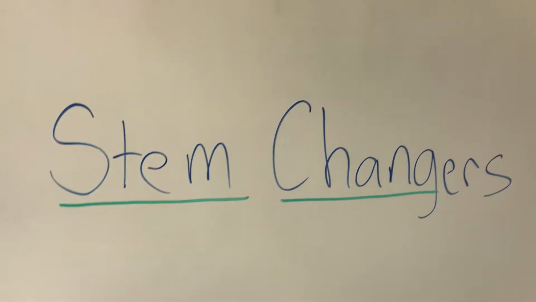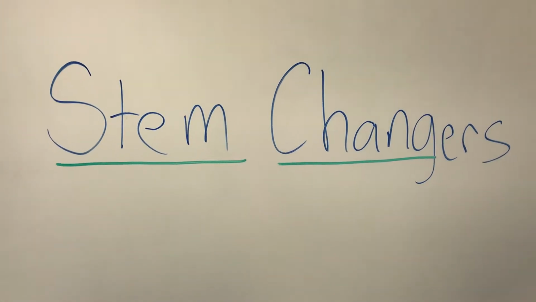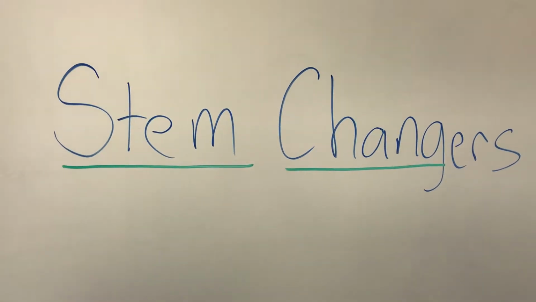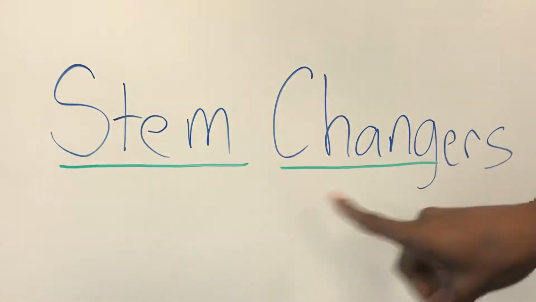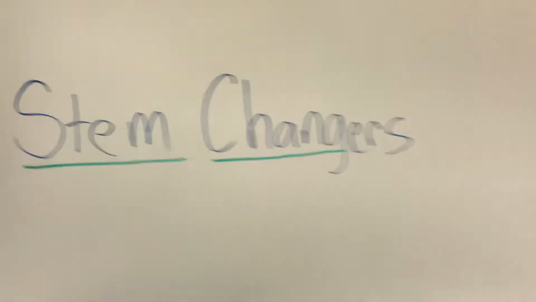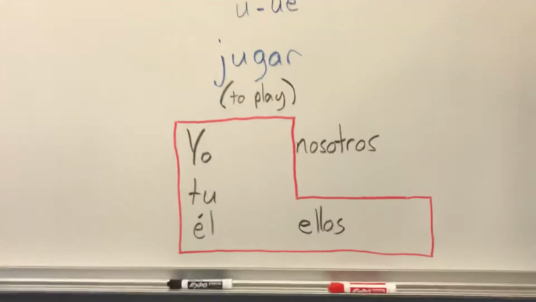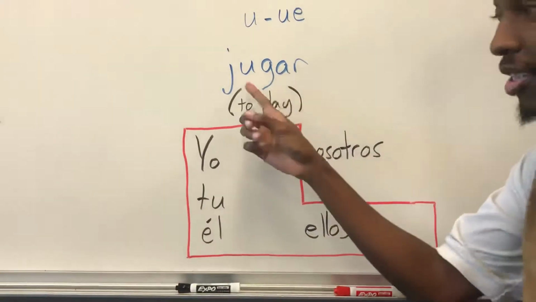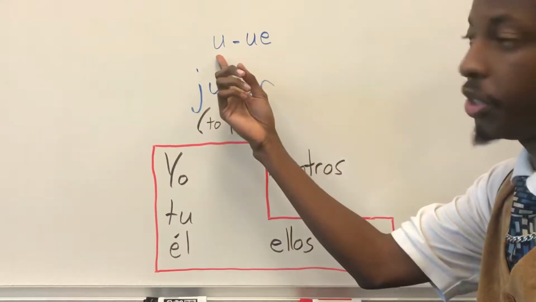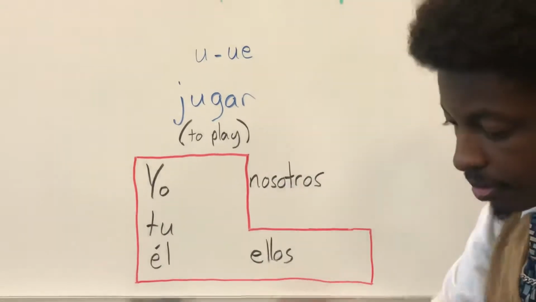Today we're going to be learning about stem changers. You might be wondering, what's a stem changer? Well, simple. That just means when you conjugate it, the stem changes. Let's look at an example. So with stem changers, you're going to have the word, and it's going to tell you what the stem changes to. So here we have U to UE. This is an example of a stem changing verb.